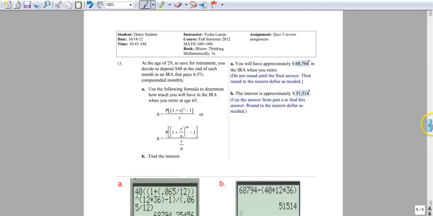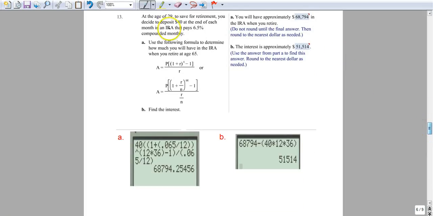Okay. Number 13, again, you're given these formulas to fill in the question itself, and you have to choose which one you're going to use based on whether it's simple interest or compound interest. Now this is saying that it's being compounded monthly, so we need to use this formula rather than the first one because we've got compounded and not simple interest. So we've got to have those n values in there, the number of times it's compounded.